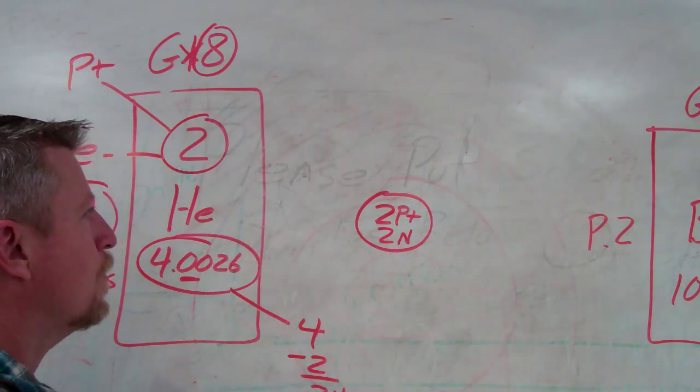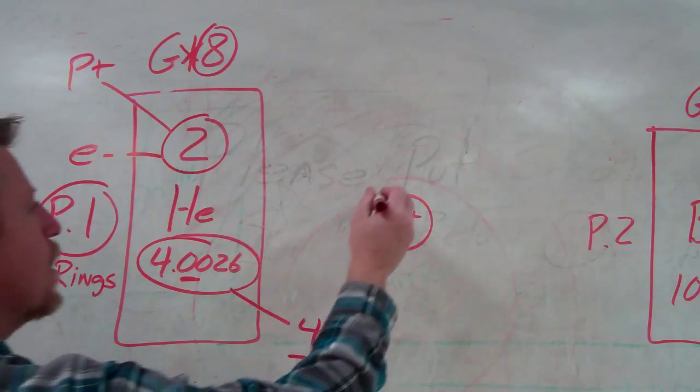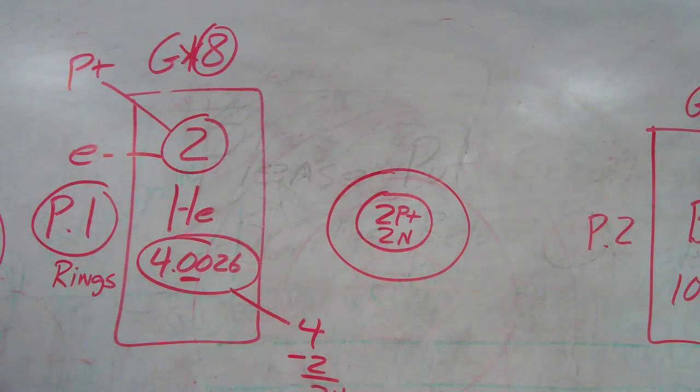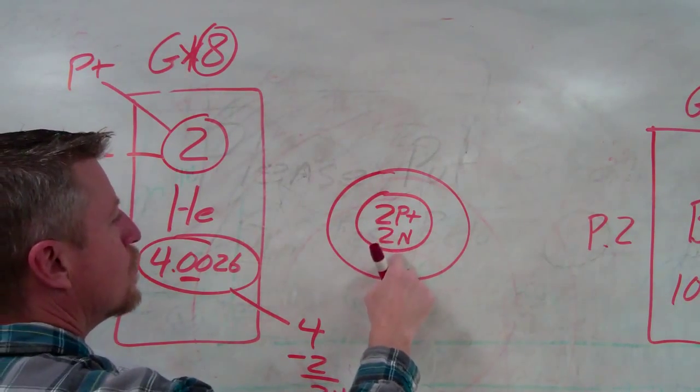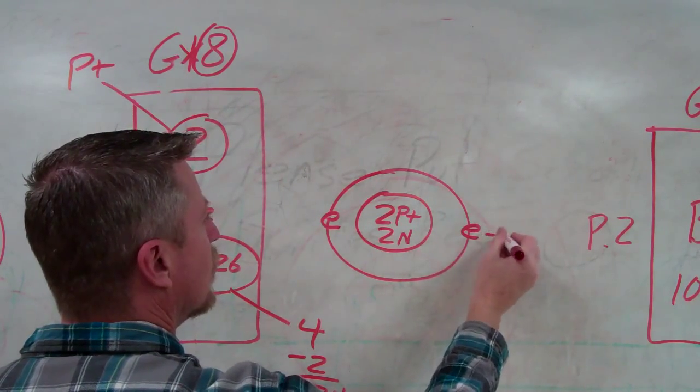Okay, how many rings will we have on this atom? Where did we write the word rings? 1 ring. Okay, so we'll have 1 ring. How many electrons do we have? 2. And remember the first ring around the nucleus can only hold 2 electrons. So we got 1 and 2.